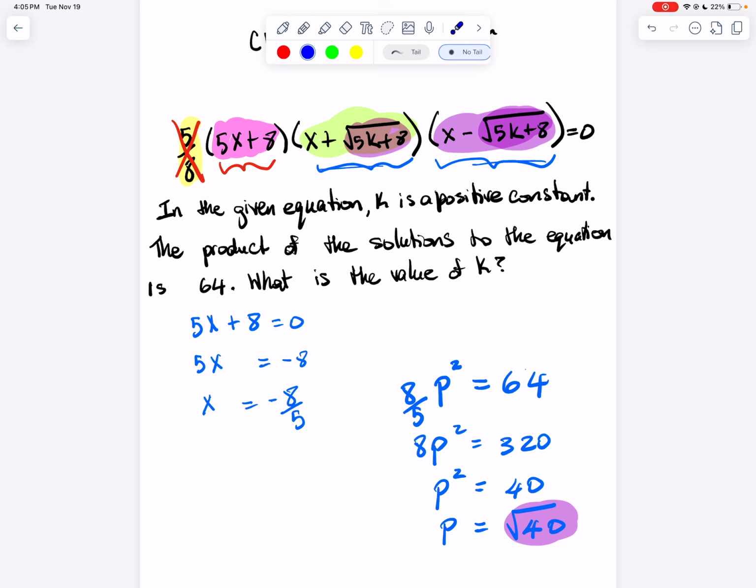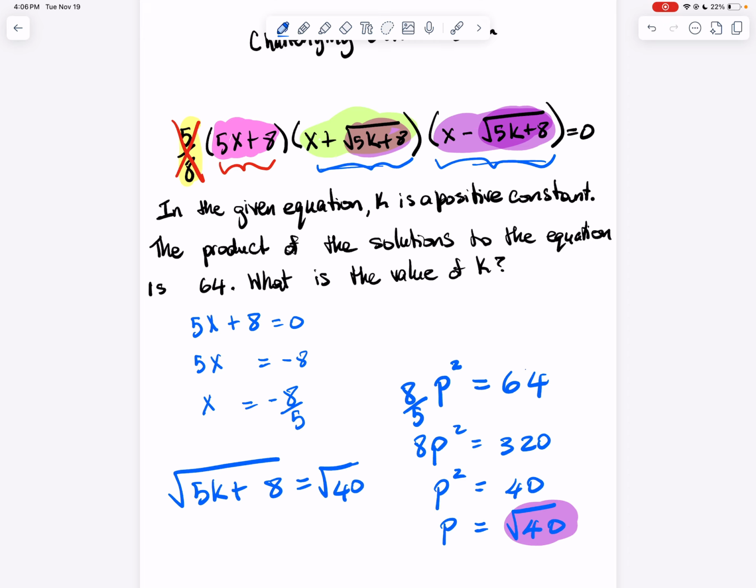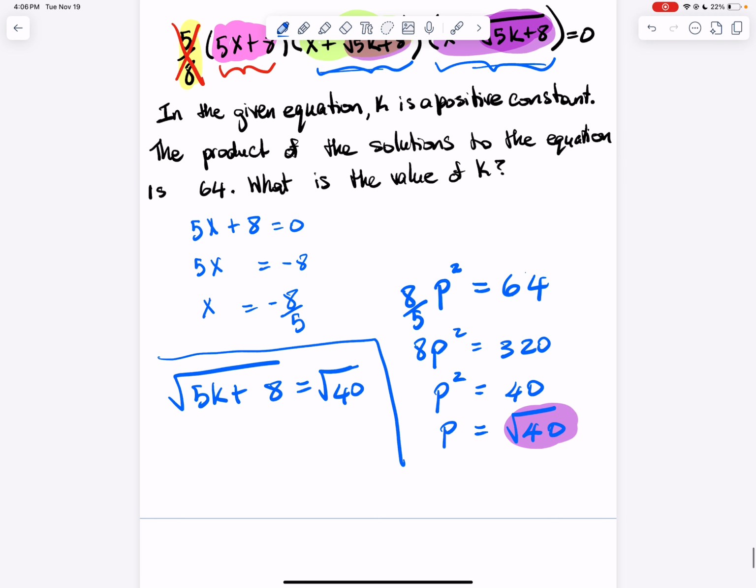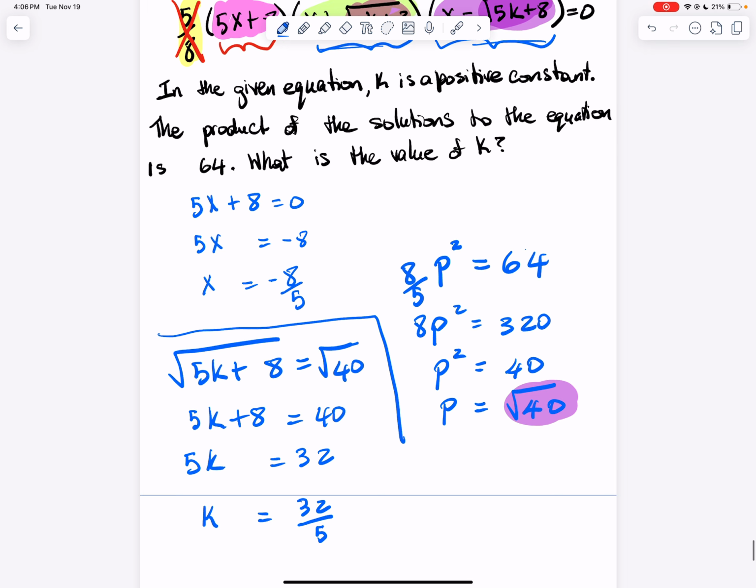So here we have root 5k plus 8 is equal to root 40, which means we can actually just disregard that square root sign, or if you want to be formal, we can square both sides, and we get that 5k plus 8 is equal to 40. Subtract 8 from both sides, and we get that 5k is equal to 32. Divide both sides by 5, and you get that k is equal to 32 over 5. And that is our solution.